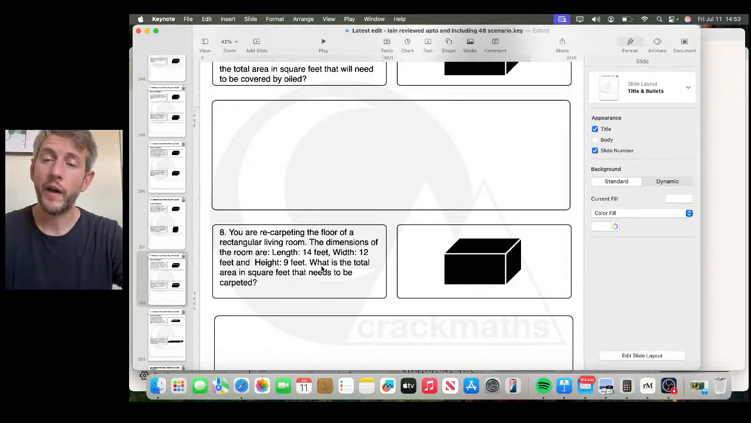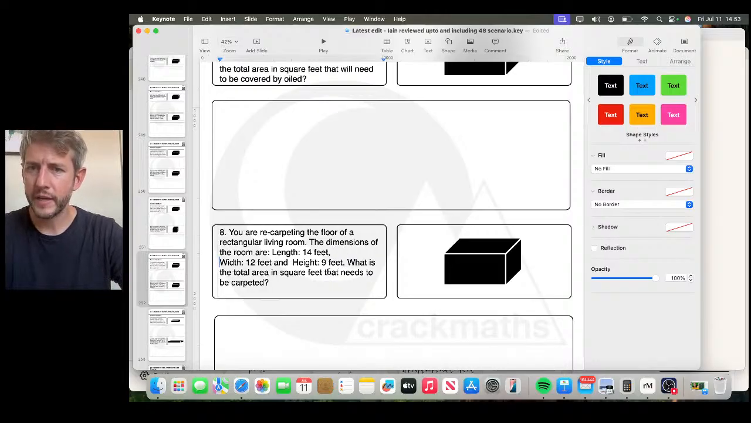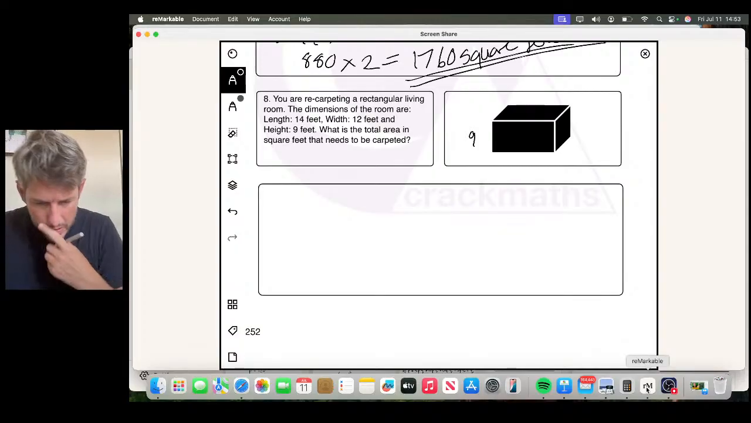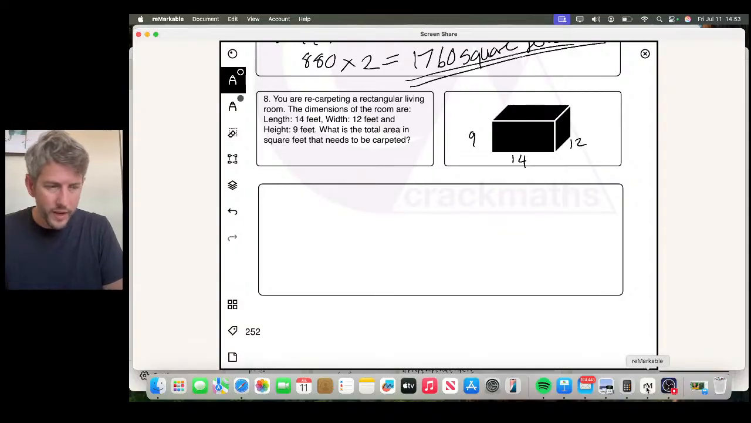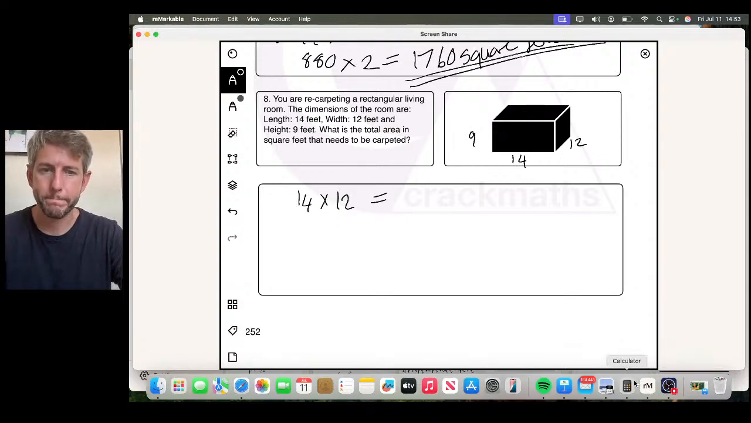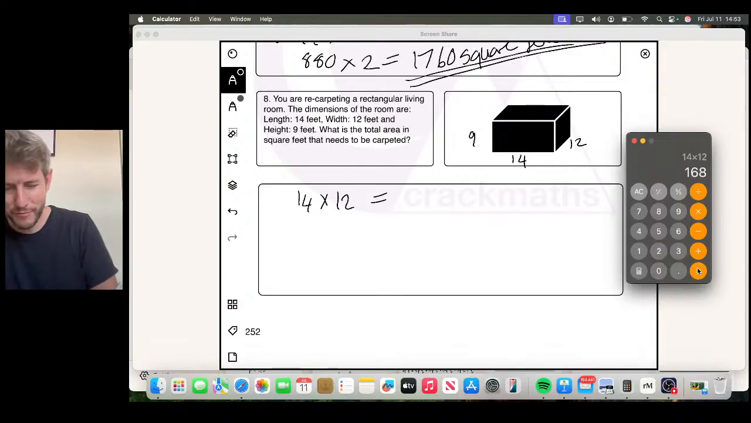The dimensions of the room are length 14 feet, width 12 feet and height 9 feet. What is the total area? Yeah, perfect. So height is here, this is 9. The length and the width don't matter. It just matters that we know that they're not the height. So the floor is going to be 14 times 12. I gave up on my mental arithmetic role. 168 square feet.